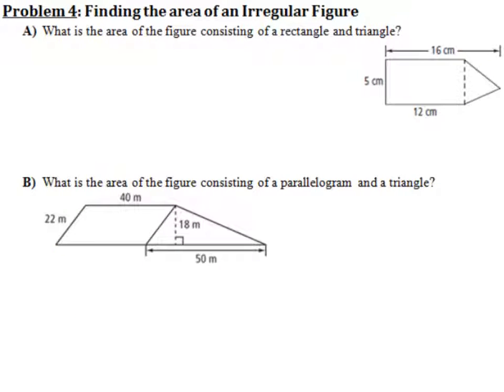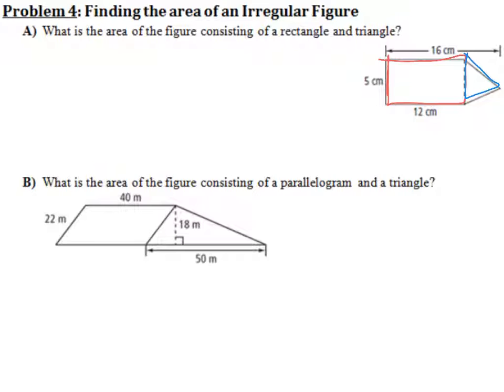The last thing we're going to be doing in this section is finding the area of an irregular figure. And how we're going to do that is we're going to break the figure up into figures that we do know how to find the area of. For instance, in this first example, in A, they want to know the area of the figure consisting of a rectangle and a triangle. So what I would do is I would find the area of this rectangle first, then the area of this triangle, and then once I have those two areas, I can add them together.